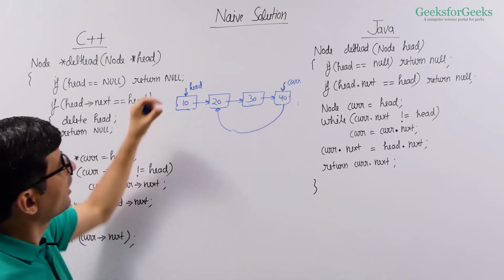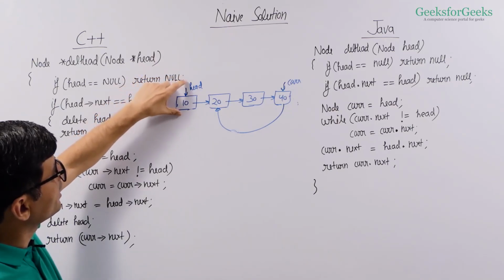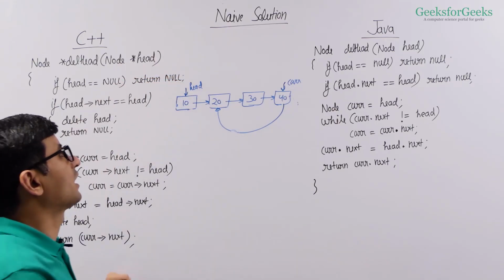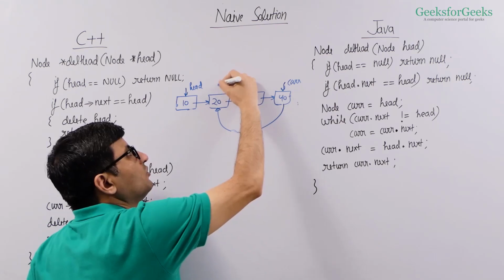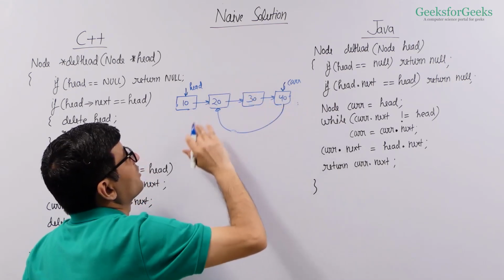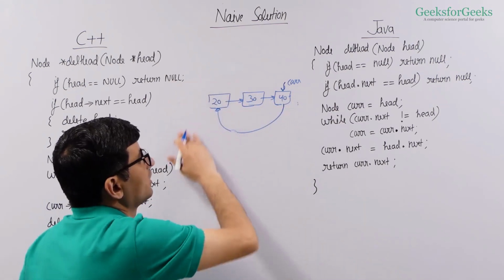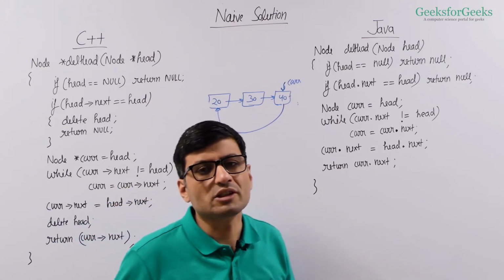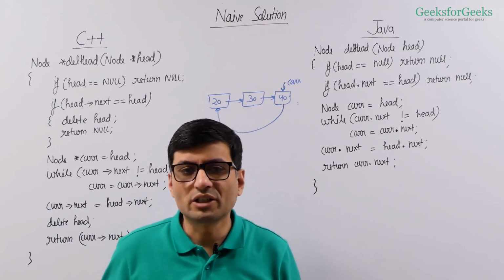And if you're programming in C++, then you need to deallocate the memory for head. And after that, you return this as new head. You return current next as new head and your node is deleted. So this is how we do deletion in this naive method. Let's take a look at the implementations.